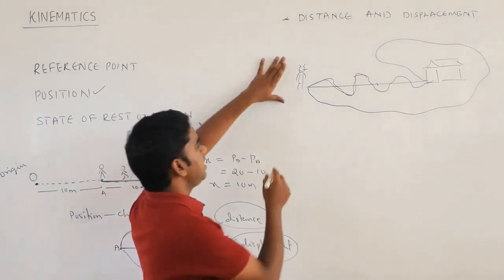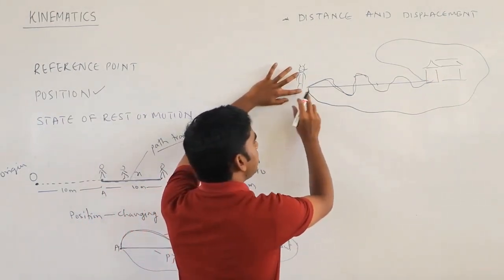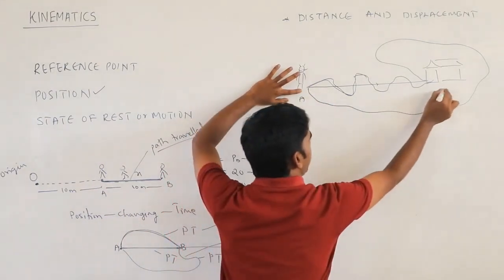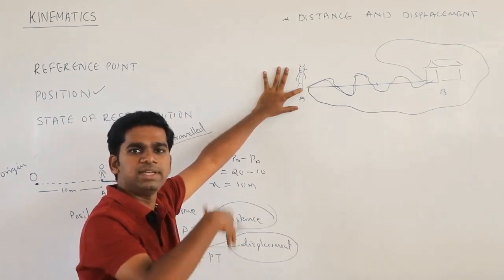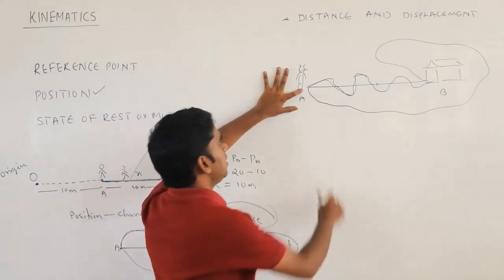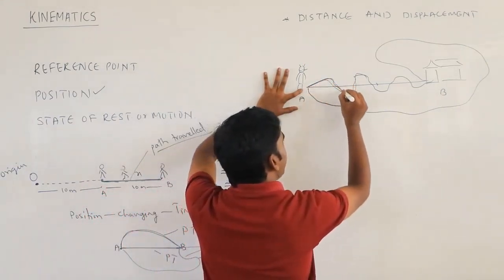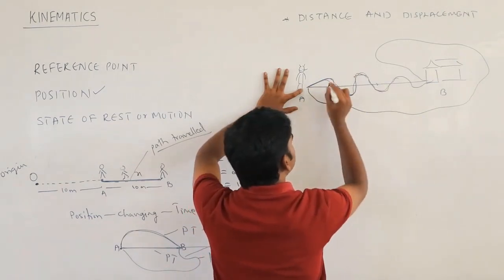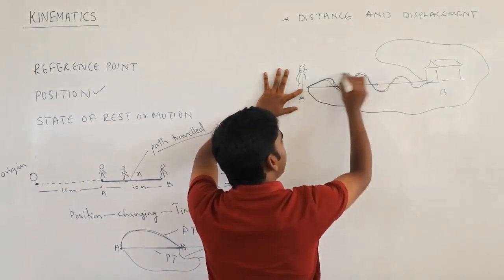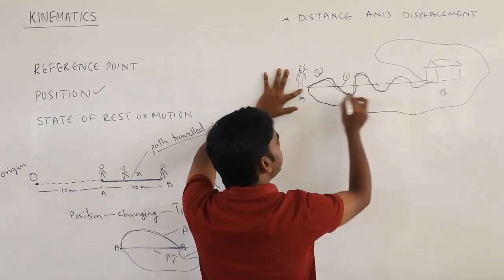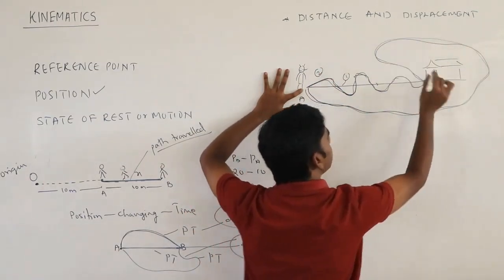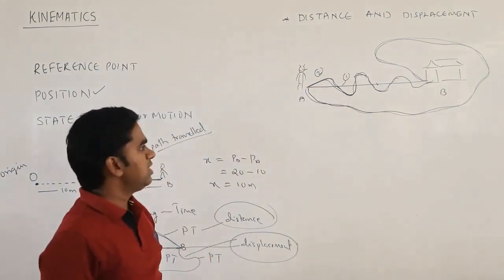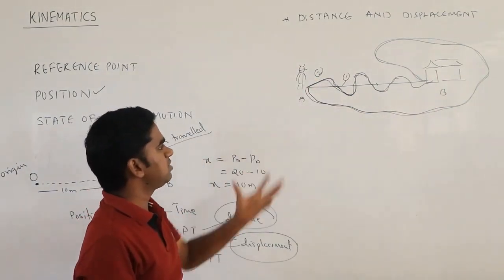In all three cases, the person is going from point A to point B only. But the directions of the paths traced by them are different. The first person is going directly, the second person is taking a different path, and the third person is taking another different path. Yes or no? So what is the difference between these three?